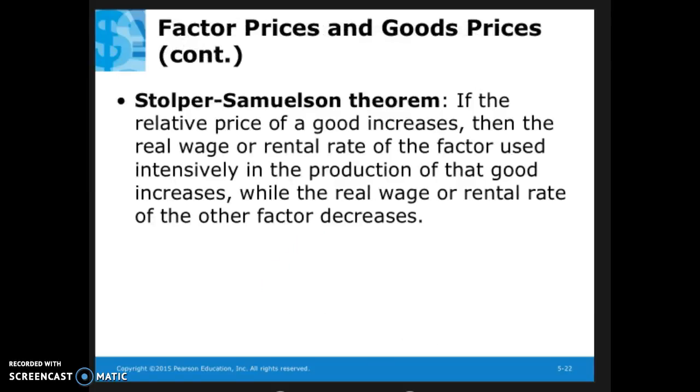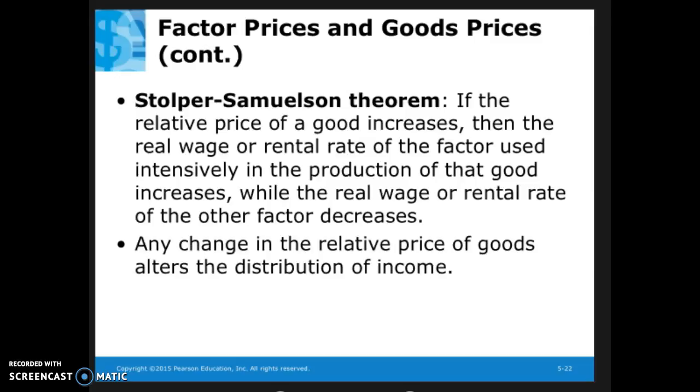So, another theorem: the Stolper-Samuelson theorem. If the relative price of a good increases, then the real wage or rental rate of the factor used intensively in the production of that good increases, while the real wage or rental rate of the other factor decreases. So any change in the relative price of goods alters the distribution of income.